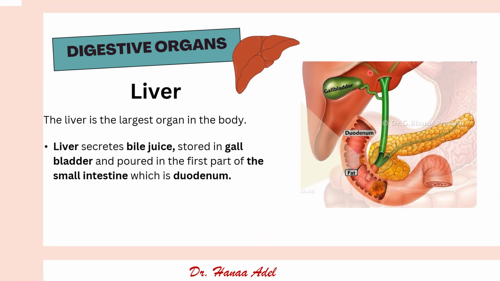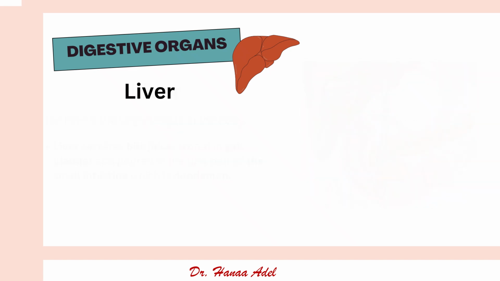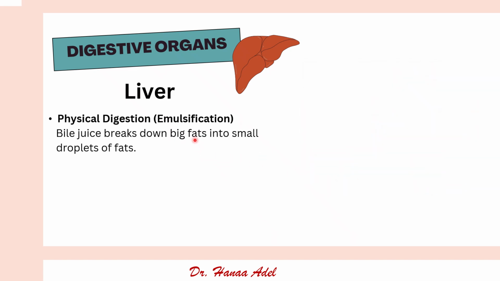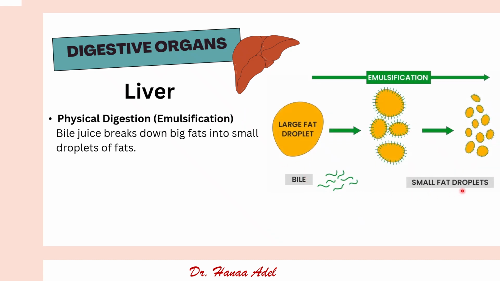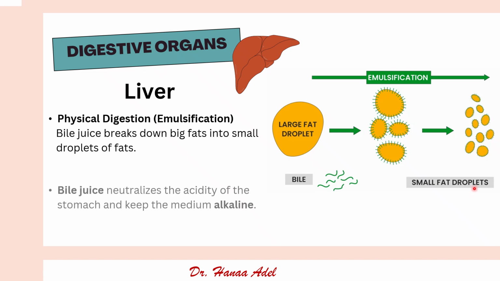The liver is the largest organ in the body. The liver secretes bile juice that's stored in the gallbladder and poured in the first part of the small intestine, which is the duodenum. Again, what is the importance of the liver? The liver secretes bile juice, stored in the gallbladder and poured in the first part of the small intestine, and we said it before, it will make emulsification. What is emulsification? Changing big fats into small droplets of fat that increase the surface area.